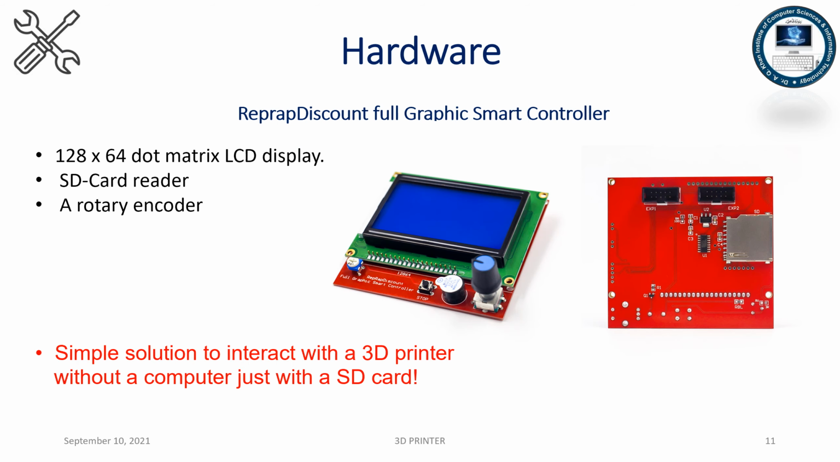We use RepRap Discount Full Graphic Smart Controller. This is basically a 128 by 64 dot matrix LCD display with SD card reader support. It also has a rotary encoder. This is a simple solution to interact with a 3D printer without a computer by using just an SD card. We just upload G-code on the SD card and feed it into the printer.